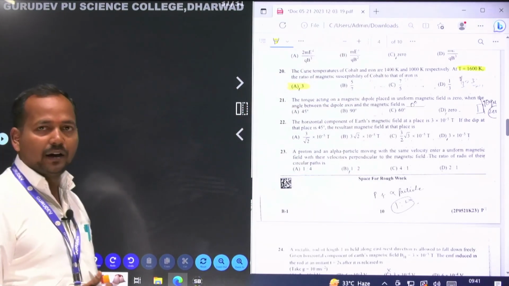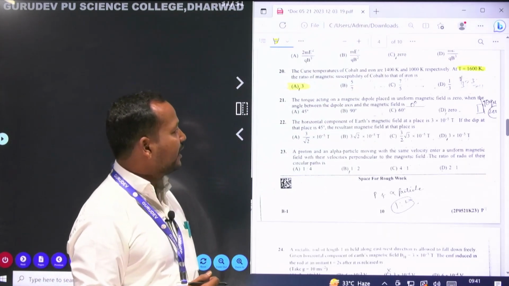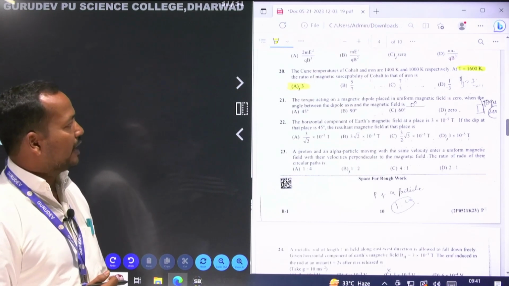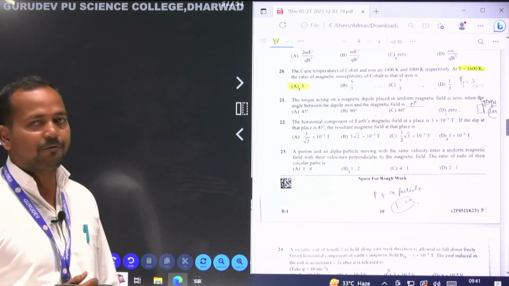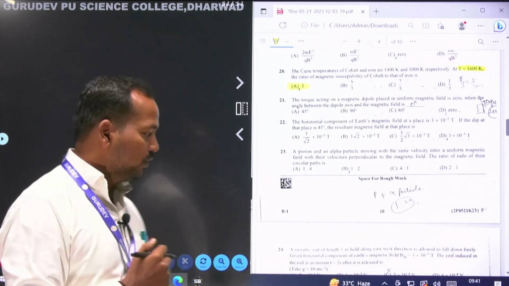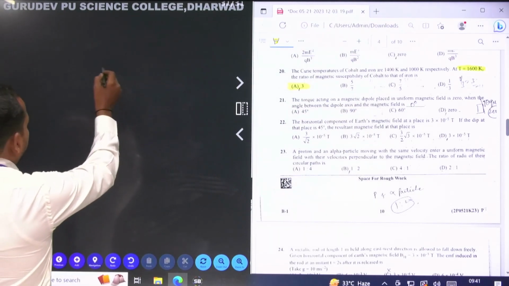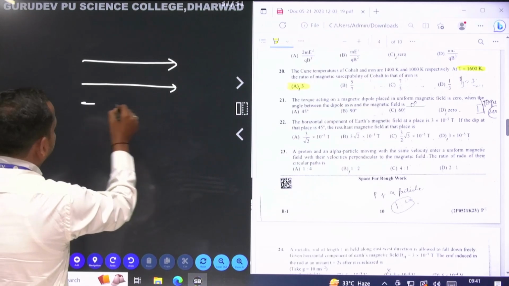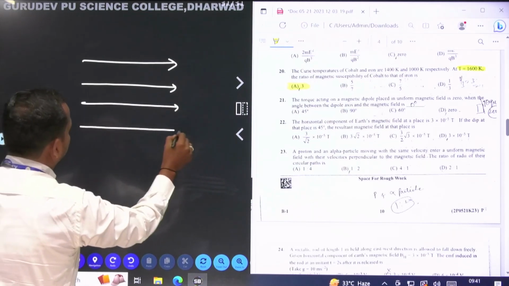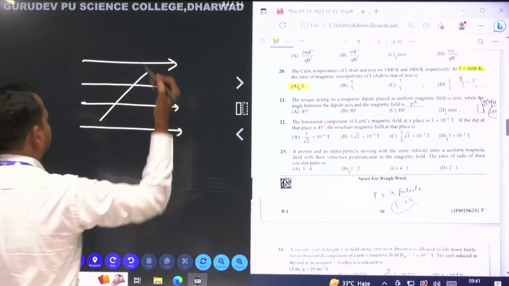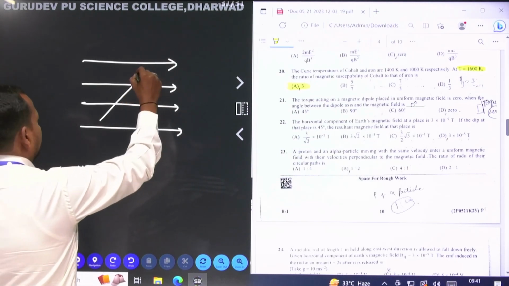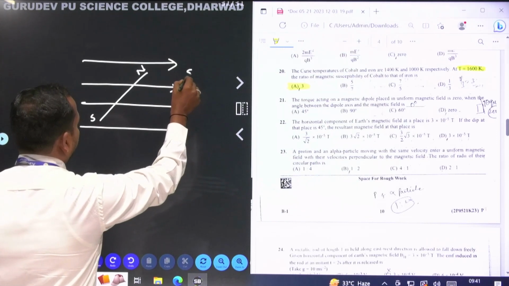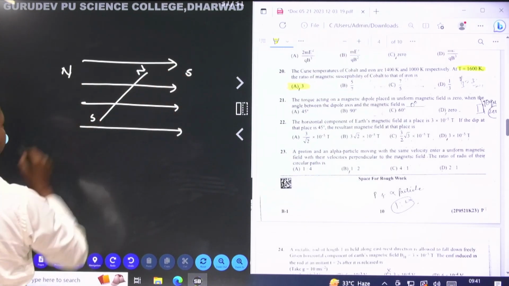Question number 21: the torque acting on a magnetic dipole placed in a uniform magnetic field is 0 when the angle between the dipole axis and the magnetic field becomes what? Here we will see this is the magnetic field, and we are placing a magnet here, with a north pole here and a south pole here, and this would be the south pole and here the north pole of the magnetic field.